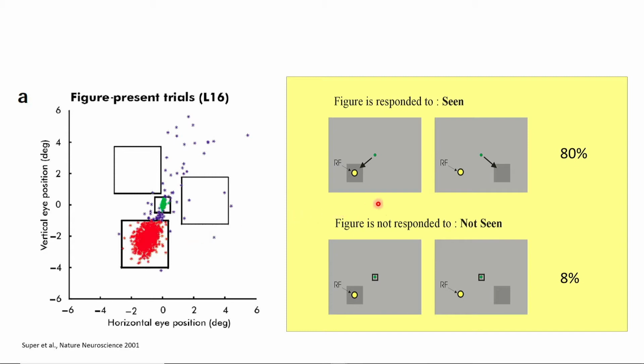So in the end, that resulted in 80% of these figure trials where the monkey responded, oh yeah, I saw the figure and it was sitting over there. And then you can of course record either a figure or a background response again. But you also had these 8% of trials where monkeys responded, oh, I didn't see one here. And then you can record figure and background responses.